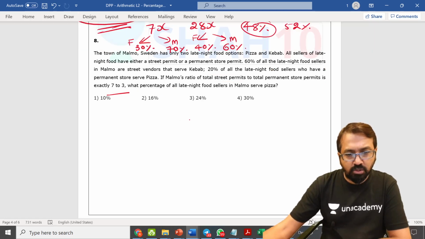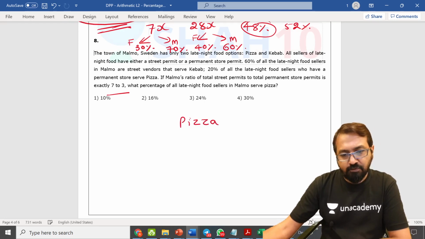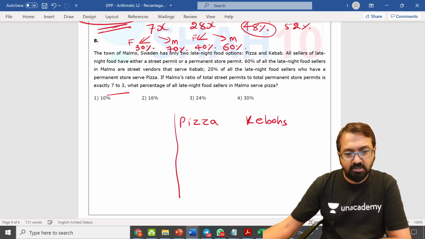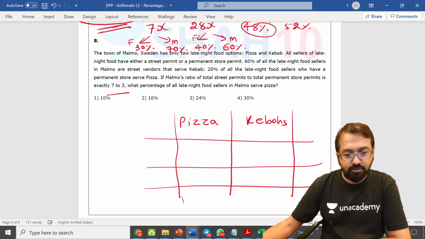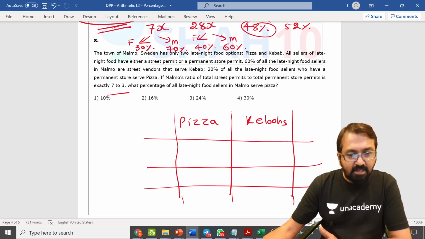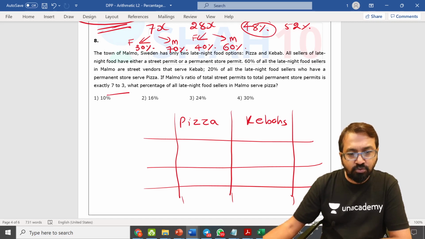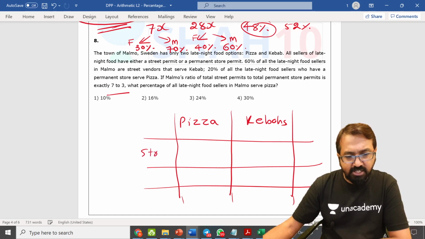So it's about two types of food sellers: those who serve pizza and those who serve kebabs. Both the dishes are very delicious. If you are hungry, I'm sure it will be easier for you to get distracted. Right, and yeah, they have either a street permit or a permanent store permit. Okay, so let me just write it: street or permanent store.